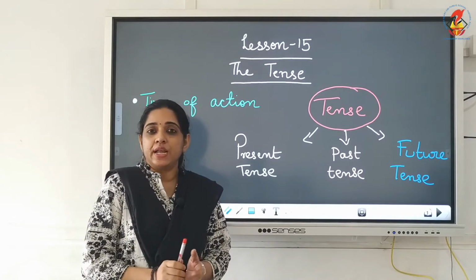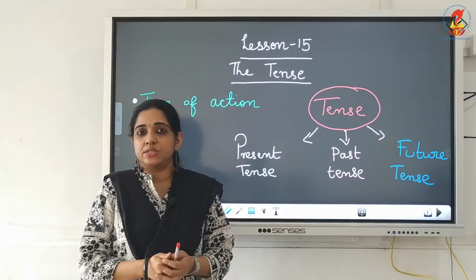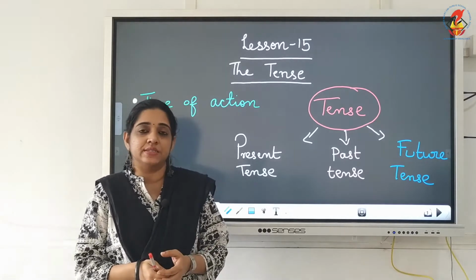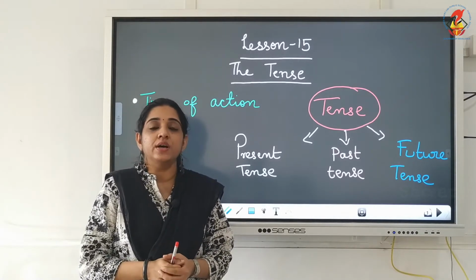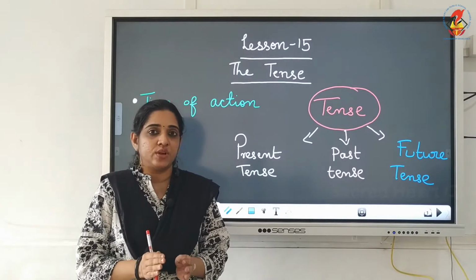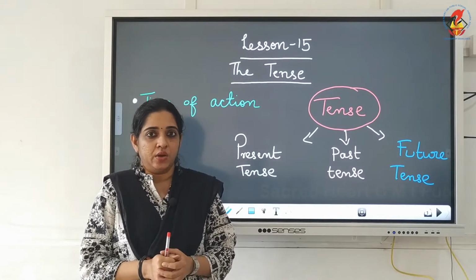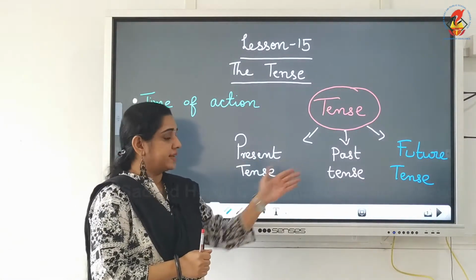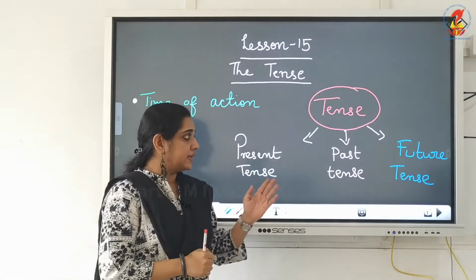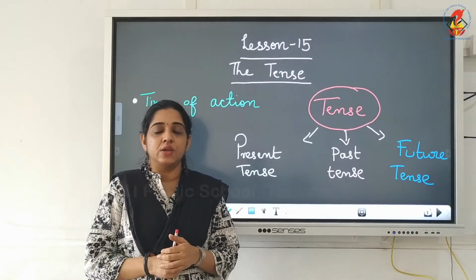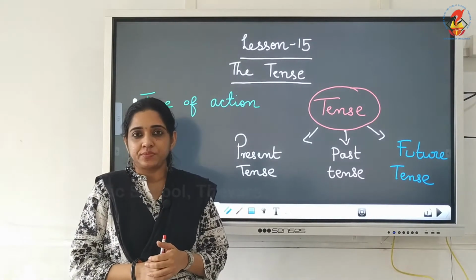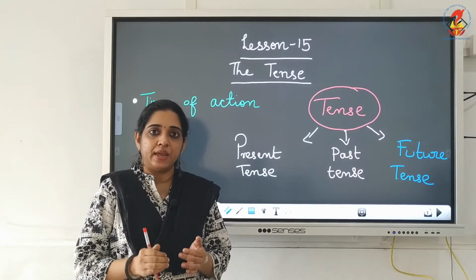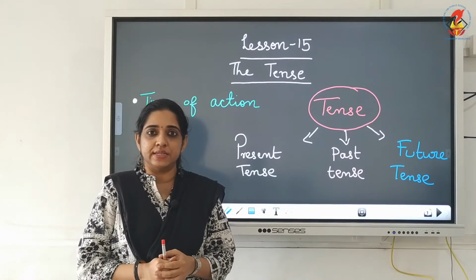In your day-to-day life, various actions take place at various times, is it? Maybe present tense, sometimes past tense, or in the future. So here we are going to study the main three tenses of the English language. Which are they? First one is present tense, next one past tense, and future tense. What do you mean by present tense? Present tense means actions which are happening at this time.